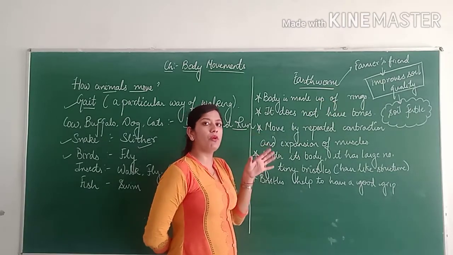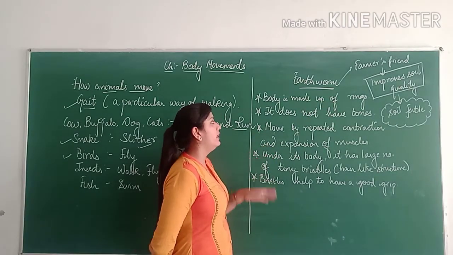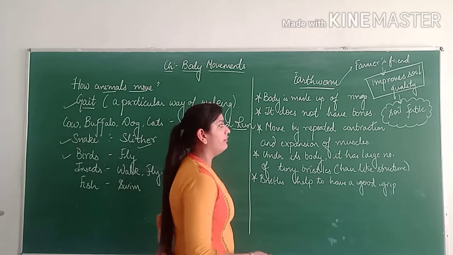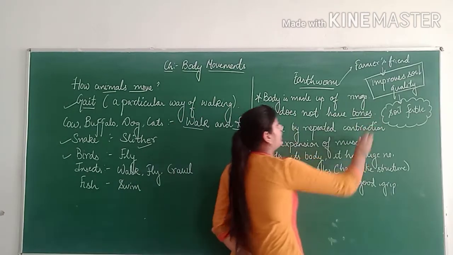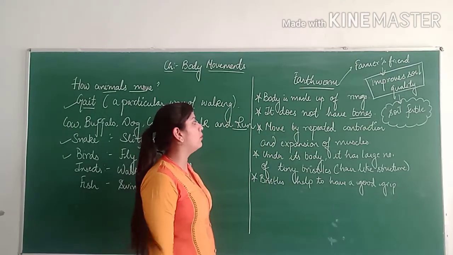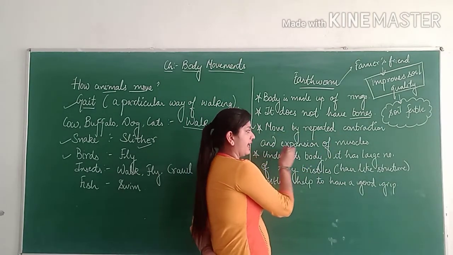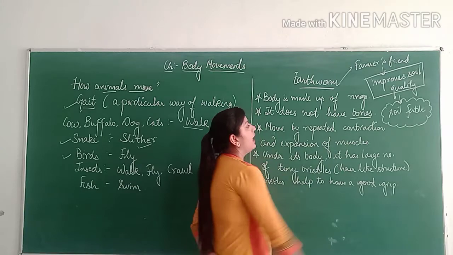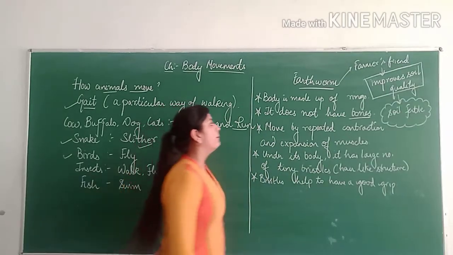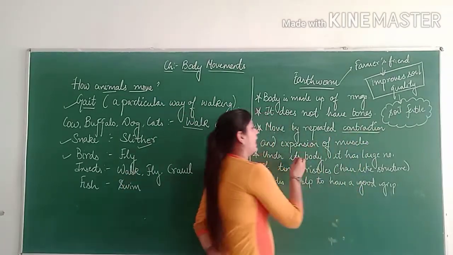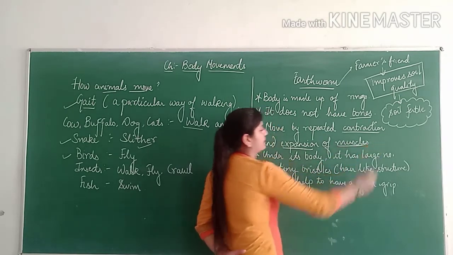Talking of the earthworm, its body is made up of rings. It does not have bones. The bones are absent in the earthworm's body. It moves by repeated contraction and expansion of muscles. How does an earthworm move? By contraction and expansion of muscles.